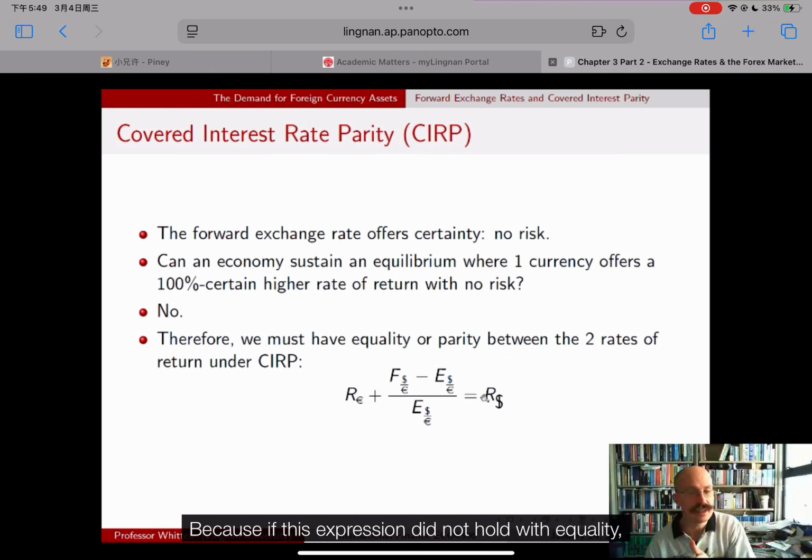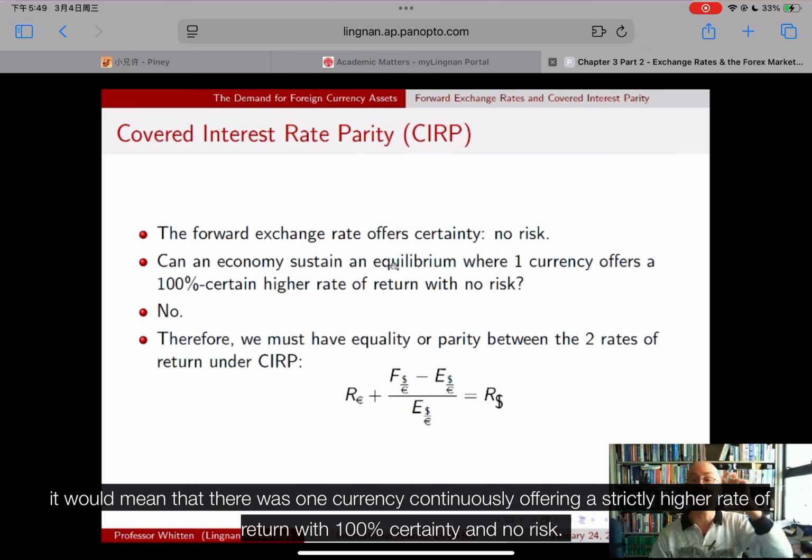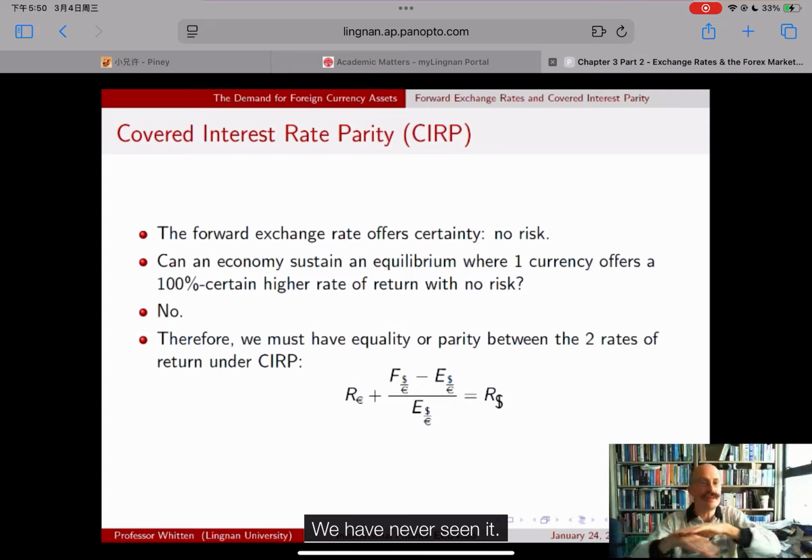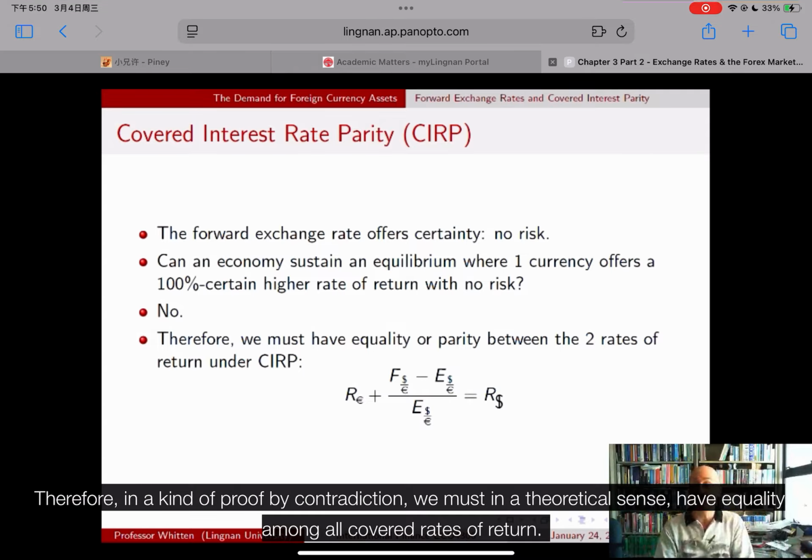Because if this expression did not hold with equality, it would mean that there was one currency continuously offering a strictly higher rate of return with 100% certainty and no risk. Where in the world have we ever seen that? The answer is nowhere. We have never seen it. Therefore, in a kind of proof by contradiction, we must, in a theoretical sense, have equality among all covered rates of return.